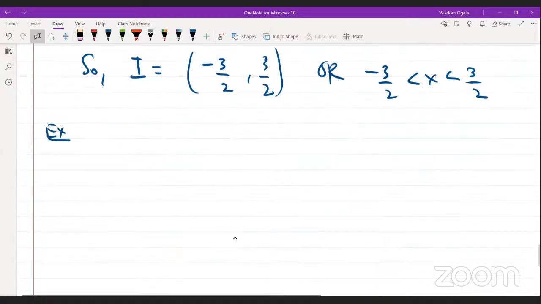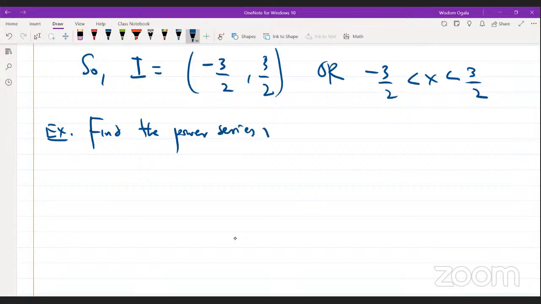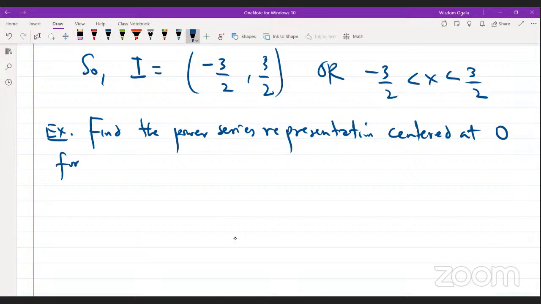Now let's see another example. Find the power series representation centered at 0 for f of x equals 2x over 3 plus 4x. Okay, so solution.